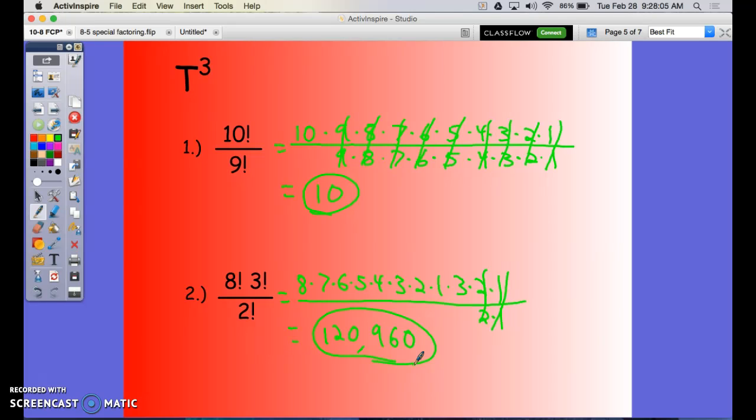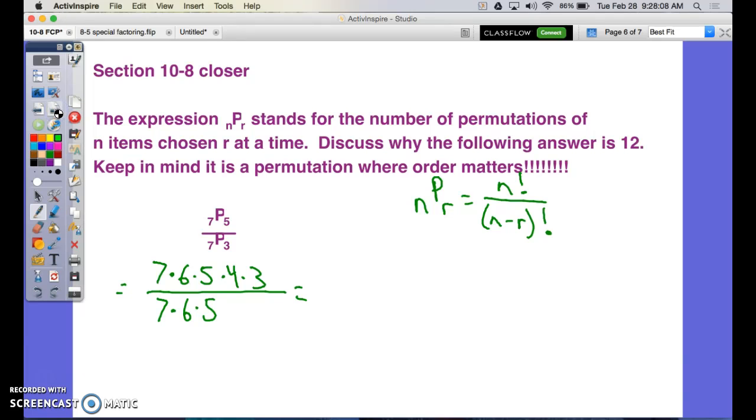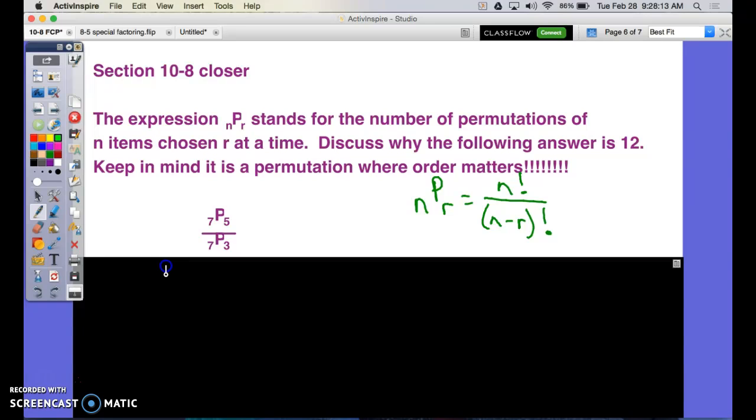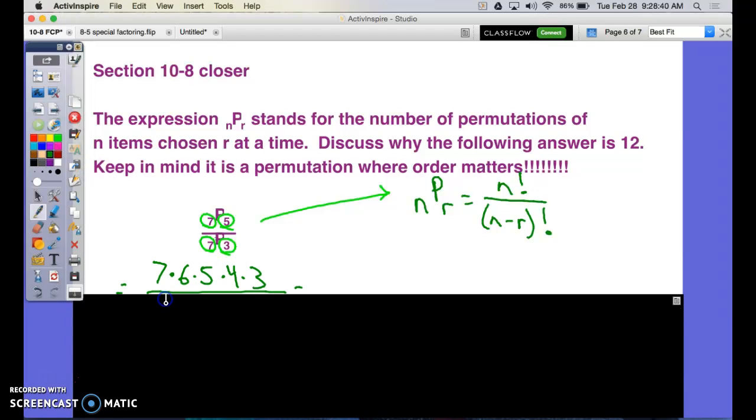All right. Now, let's take a look at the closer here. This right here is the formula to use for nPr, it's called. It stands for a permutation. How many people to choose from, chosen this many ways. So here we have 7 people chosen 5 ways, divided by 7 people chosen 3 ways. Well, 7 people chosen 5 ways is the same thing as saying 7 times 6 times 5 times 4 times 3.